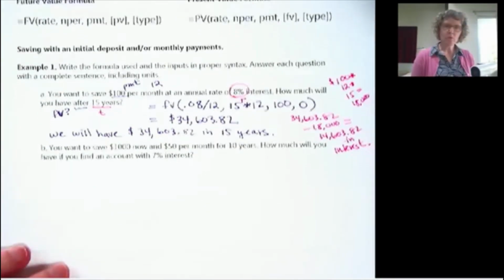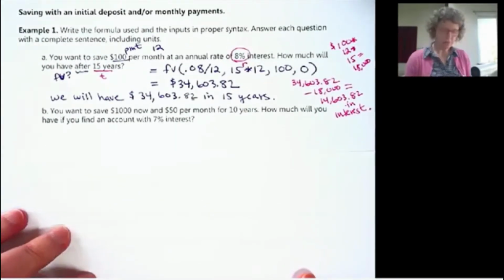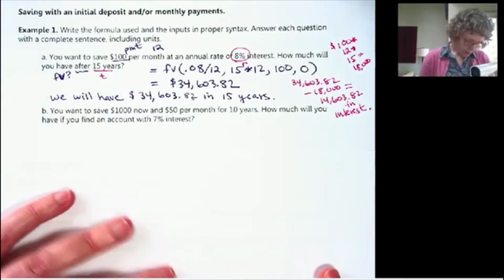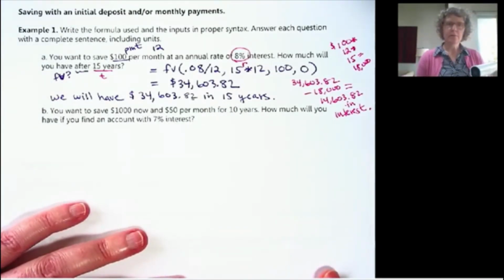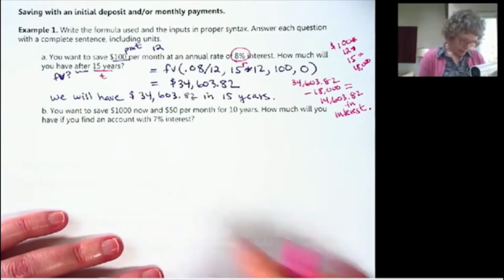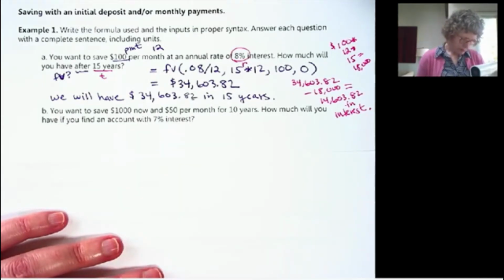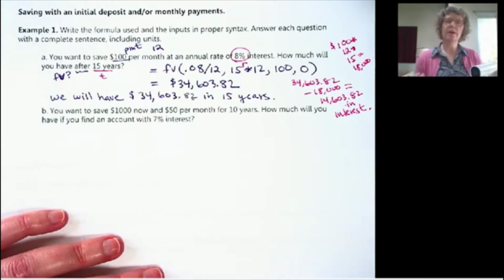You want to save $1,000 now and $50 per month for 10 years. How much will you have if you find an account with 7% interest? Okay, so this is a realistic scenario too. Let's say I've got my tax refund, or I got an inheritance or some money. I want to put some down now to start, kind of jumpstart my savings, and then a smaller amount per month.